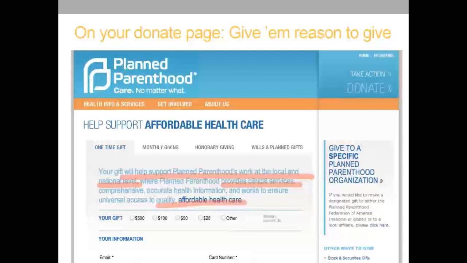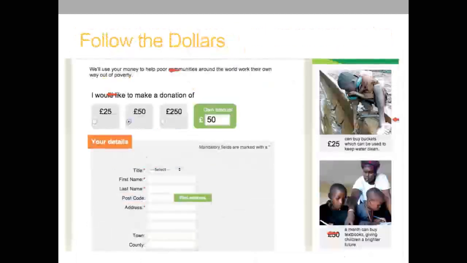Now, the second thing that you also want to do is follow the dollars. And that's basically helping people to understand where their money is going. So it's not just saying, hey, give us your money because we're doing such amazing work and this is what your money is going to help us do. But it's also very specifically saying, this is where your money is going. And let's face it, everybody wants to know where their money is going.